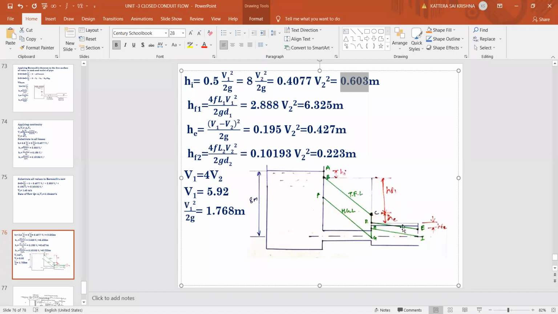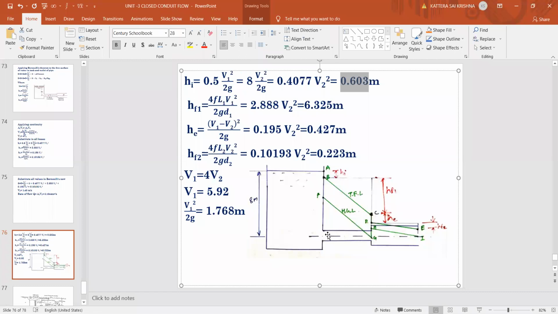No need of taking any graph or anything, just roughly we need to write. So 0.603 is lost at the inlet. So that's why the line starts at B. From B it starts. This is Hi, which is the loss at the inlet. So here it starts.